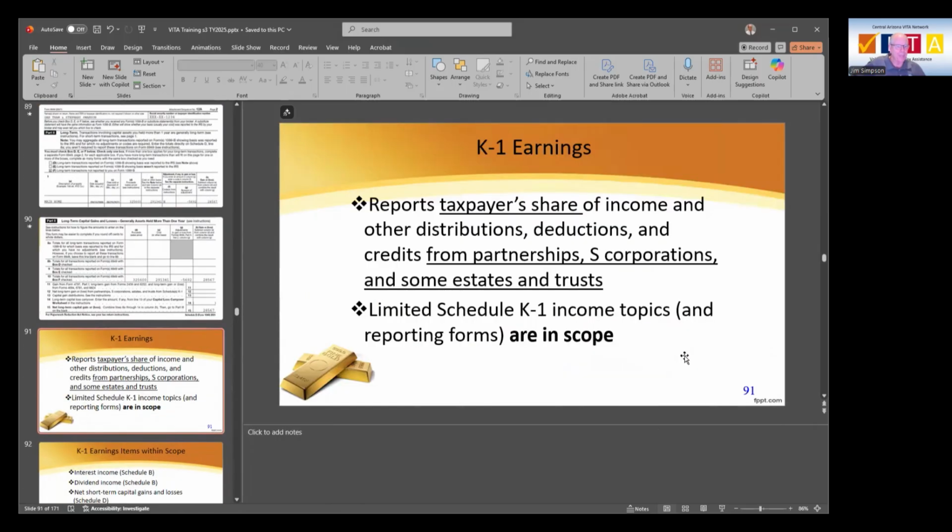So with that, I am going to stop right here. We've done enough for today. We will come back in session 3B and pick up with K-1 earnings, unemployment, and other types of earnings, and then also talk about adjustments.